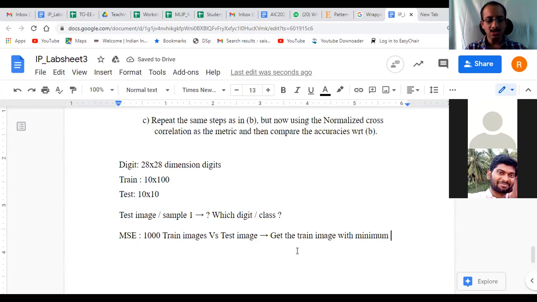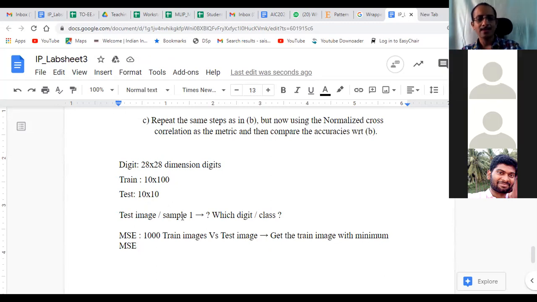See, what is my objective? I got the image with minimum mean square error, fine. And then what is my objective? After that, what is my initial objective? I have a test image. What do I want to do with that test image? I want to classify it. Yeah, I want to put it into one of the categories, or tell what digit it is. Okay, how do I do that?